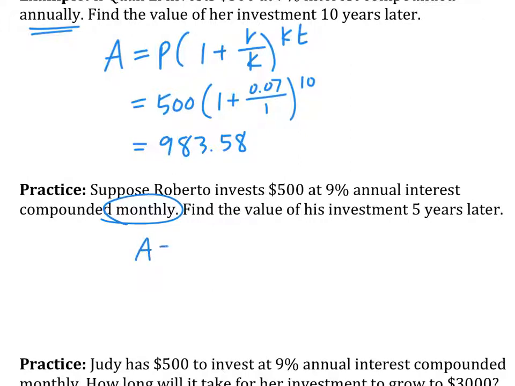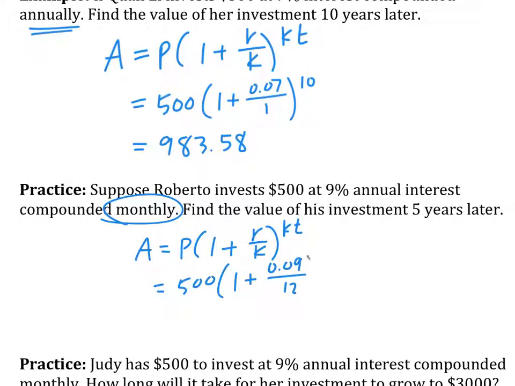Okay, A equals P times 1 plus R over K to the KT. So that is 500 times 1 plus 0.09 over 12 because it's monthly, 12 times 5. So the answer is 782.84.